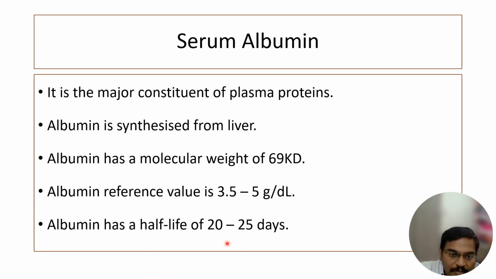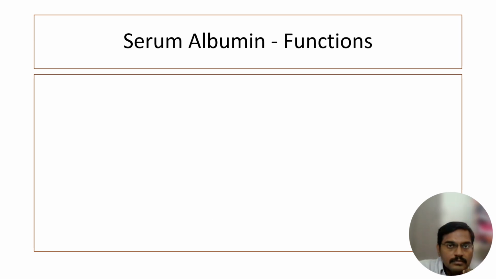So what does it mean? That is, once the albumin is produced from the liver, it will circulate in the blood for the next 20 to 25 days. The importance of this point you will also come to know in liver function tests. Albumin has four important functions. So what are those functions?